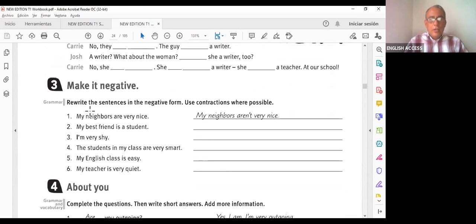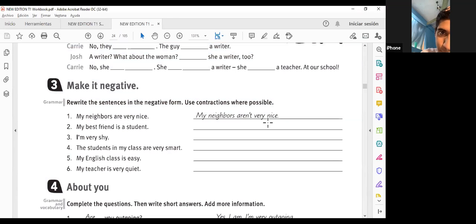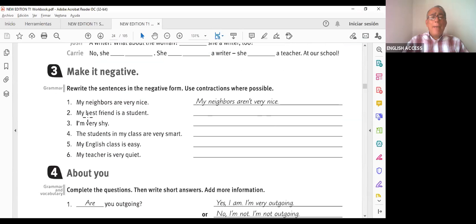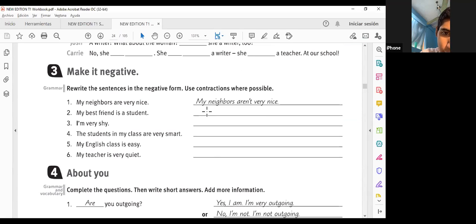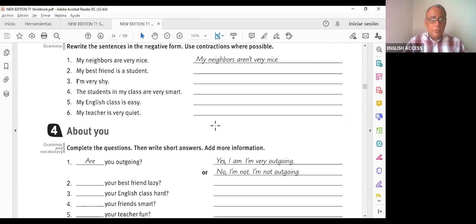Now here, you need to rewrite the sentences in a negative form. You change this affirmative sentence into the negative. For example, my neighbors are very nice. Negative, my neighbors aren't very nice. Number 2, my best friend is a student. What is the negative? My best friend isn't a student.